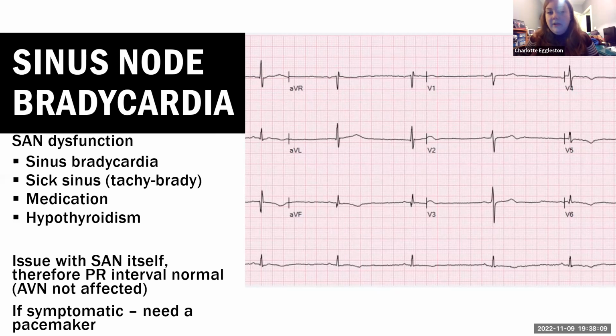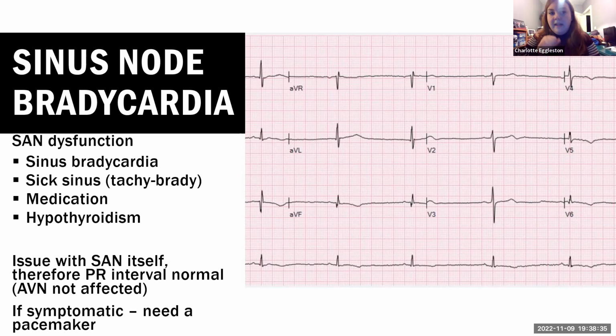Sometimes if your sinoatrial node is damaged, that could be ischemia or fibrosis or a cardiomyopathy. You can get sick sinus syndrome. I'll show you an ECG, but effectively your heart goes really fast, really slow, really fast, really slow because the pacemaker isn't working. Medications, particularly things like beta blockers, can affect the sinoatrial node rate and make it too slow, and hypothyroidism as well.